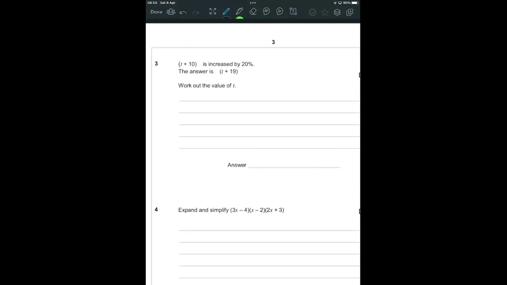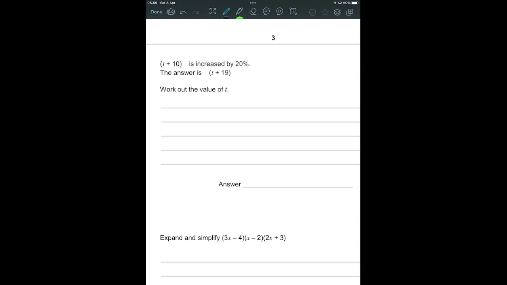Question 3, that is increased by 20%. Well, to increase something, you multiply by 1.2. So t plus 10 times 1.2 makes t plus 19. Expand out my left bracket. And then I'm just going to simplify, so I'm going to bring the t over. I'm going to send the 12 the other way. Finally, 0.2t I undo by timesing by 5. So t is 35.